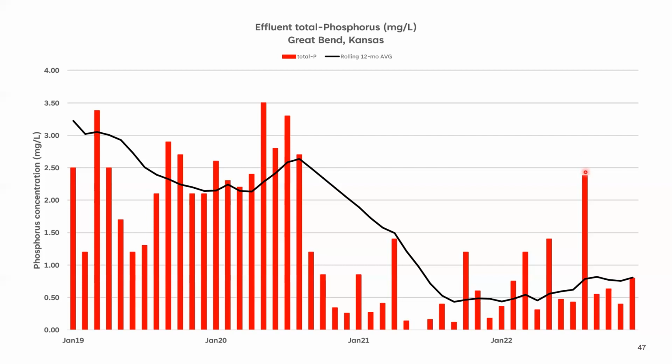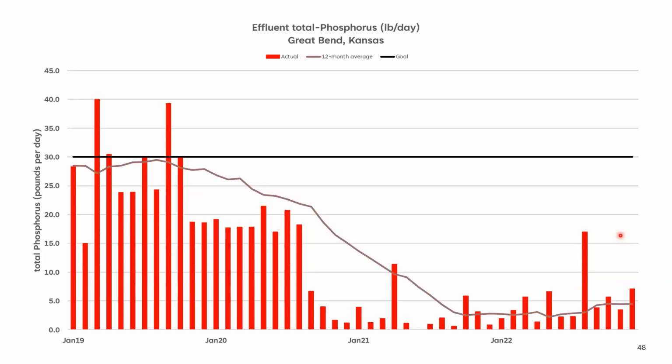They had a pretty high month here, but it didn't impact the rolling 12-month average all that much, and they were able to keep it flat afterwards through better performance. So this is another key to operating your facility, is understanding the impact of the rolling 12-month average.